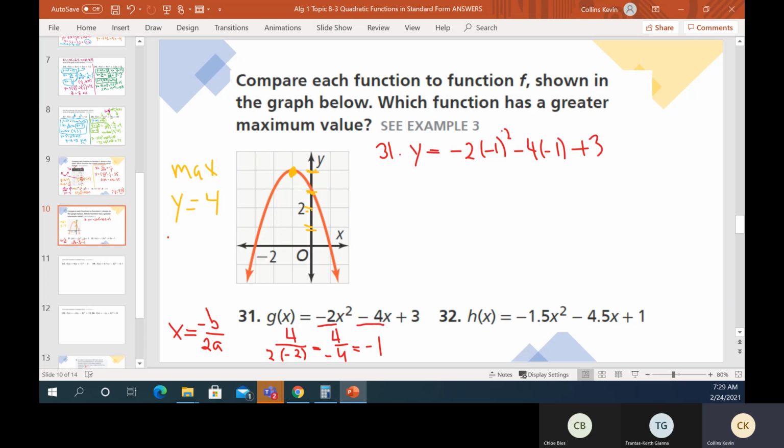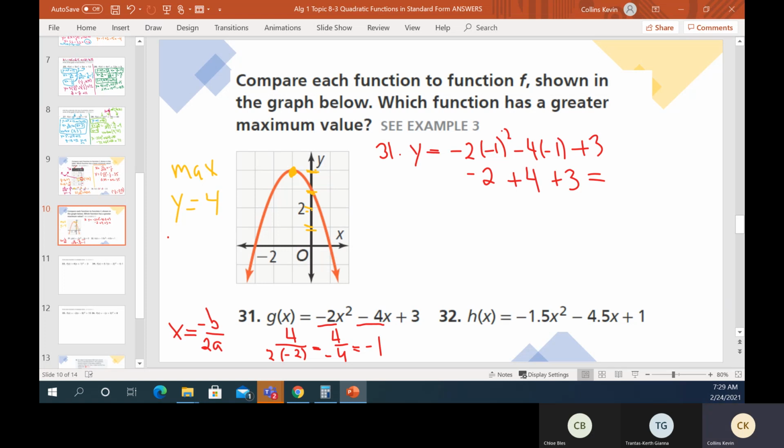All right, so we start with the exponent. Negative 1 times negative 1 is positive 1. Positive 1 times negative 2 is minus 2. So that's our first guy. Our next one is minus 4 times minus 1. That's going to be positive 4. And then the positive 3. So we add these guys together.